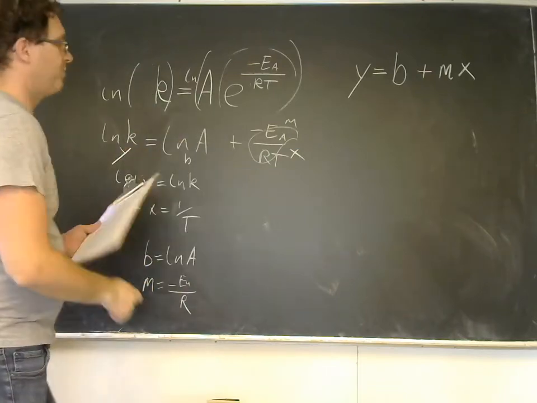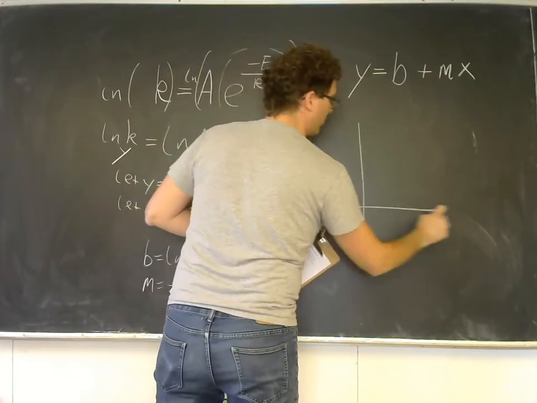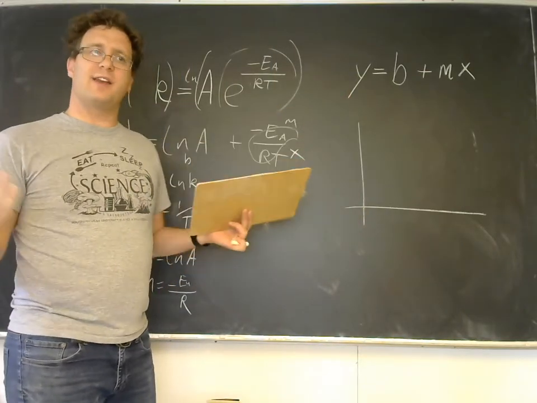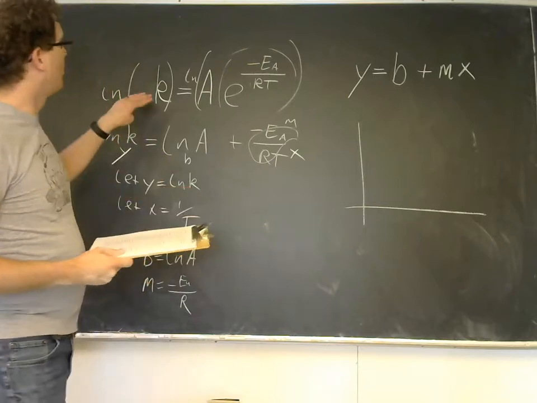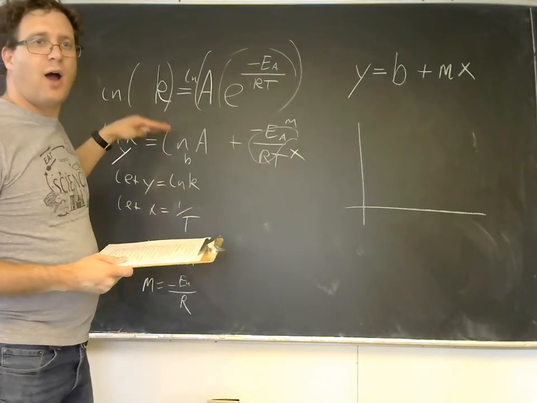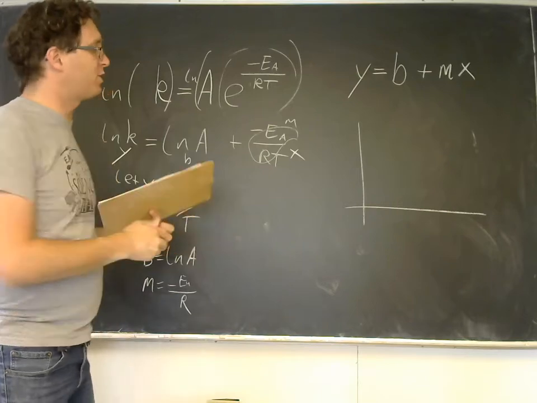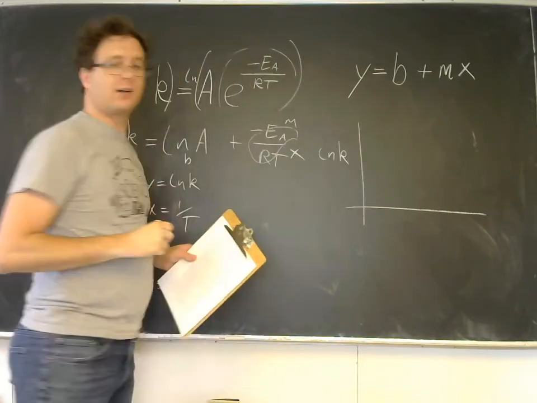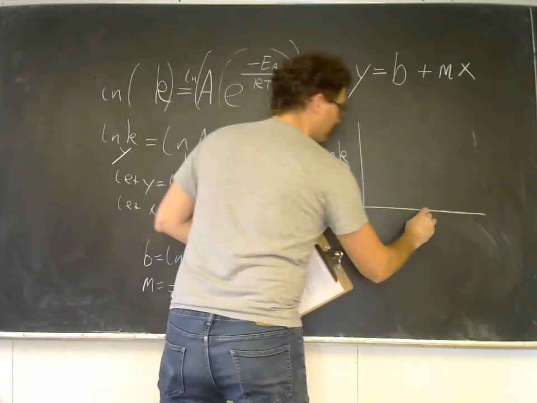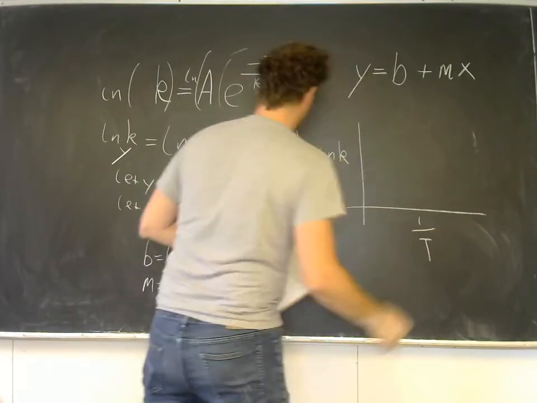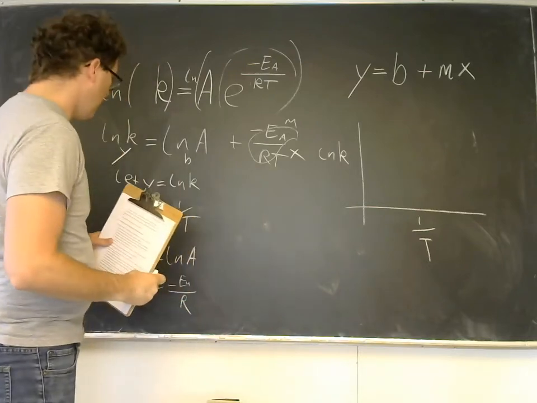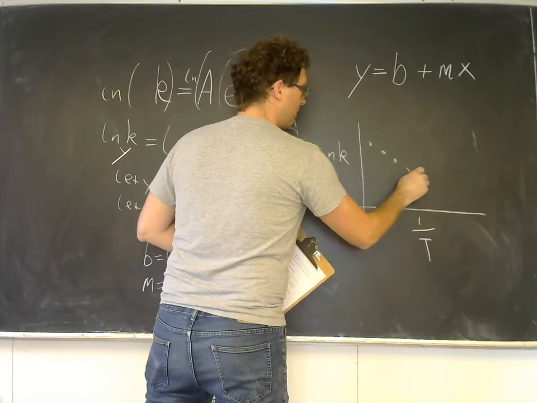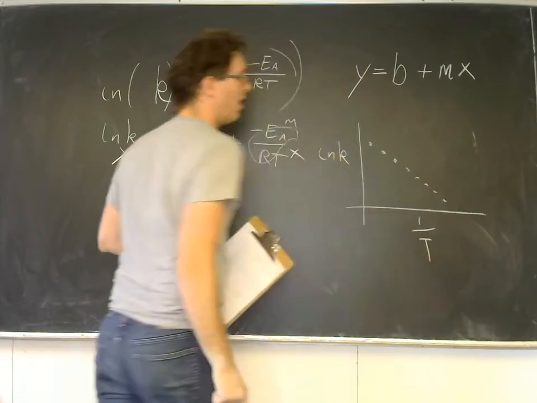Okay, so in other words, what you'll do is collect a lot of data. You'll find the rate constant over a range of different temperatures, and you'll plot the natural log of that rate constant against the inverse temperature. And you'll get a lot of points when you plot them like that.